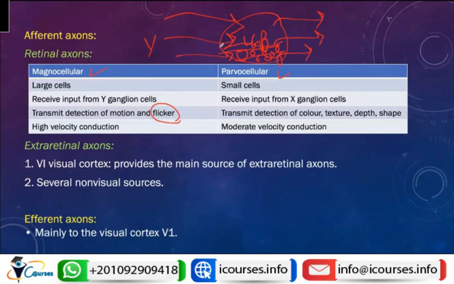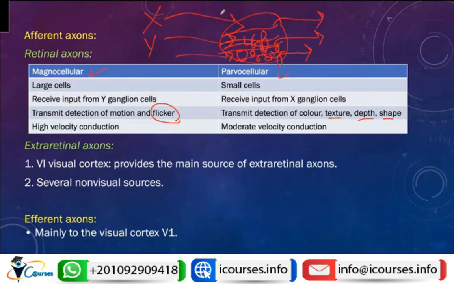Unlike that, the parvocellular will be layers 3, 4, 5, and 6. They will receive input from the X ganglion cells, and they will be responsible for color, texture, depth, and shape. So the fine details about the stimulus will be perceived by the X cells in the retina as a second order neuron, and will be relayed in the parvocellular layers in the lateral geniculate body as a third order neuron. And this pathway has a moderate velocity conduction.